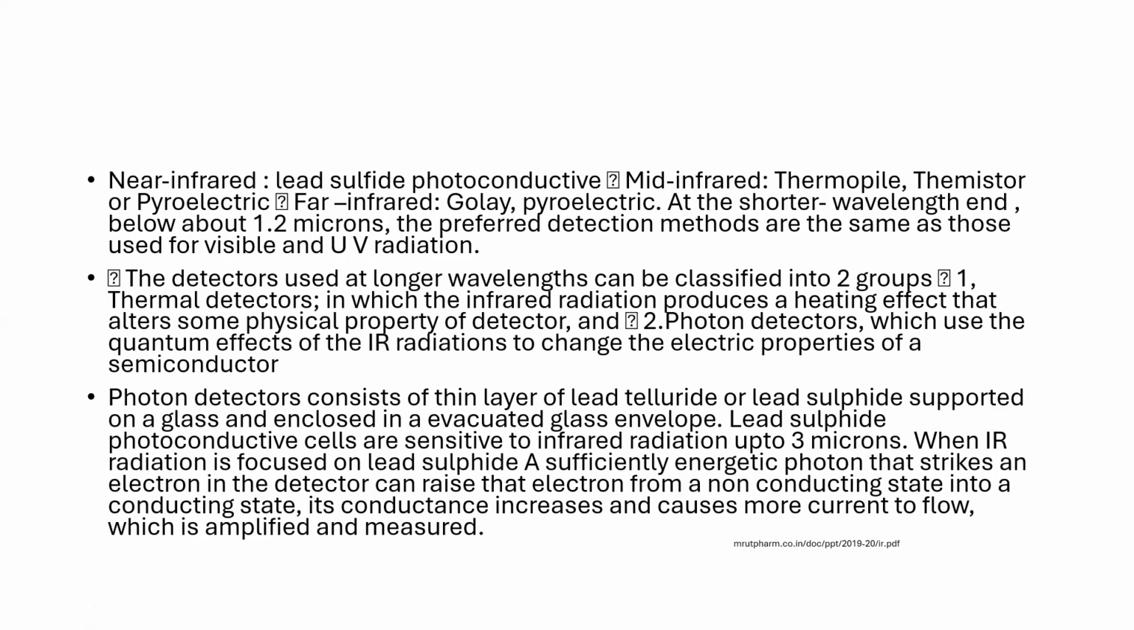So you are going to have detectors which are specific for the range of IR that you have selected. Now, photon detectors consist of a thin layer of lead telluride or lead sulfide, which is supported on glass, and it is enclosed in an evacuated glass envelope. That means something like a capsule, right? It is evacuated, no air is allowed, and it is made up of lead sulfide, which is a photoconductive cell, sensitive to infrared up to 3 microns.